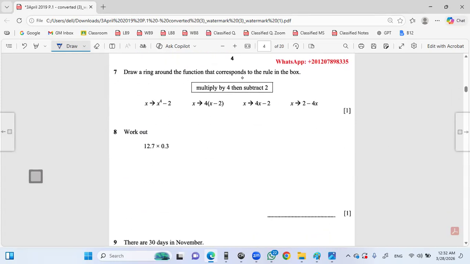Draw a ring around the function that corresponds to the rule in the box. You multiply by 4, then subtract 2. So multiply x by 4 gives you 4x. Then subtract 2. So it is this one.